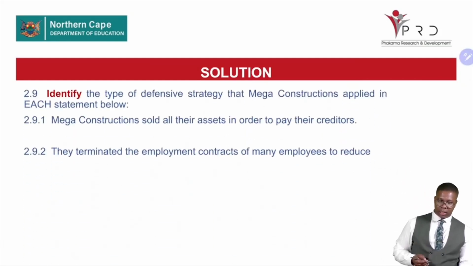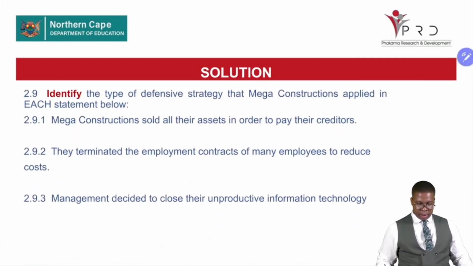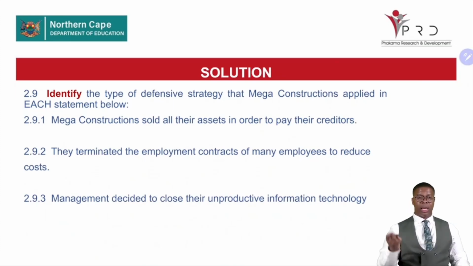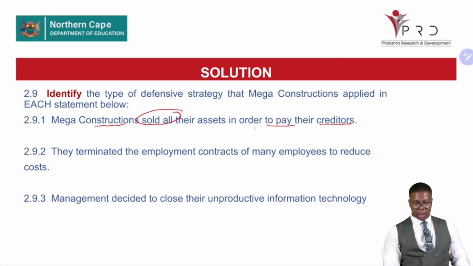And the solutions, as I said, then we look into identifying the types of defensive strategies. So now we are looking into a certain type. So the types of defensive strategy, remember we have 3 types of defensive strategy. And this includes retrenchment, divestiture, and liquidation. So when they are saying Mega Construction sold all their assets in order to pay their what now, creditors, because they sold all, we are talking about what? This should be liquidation.